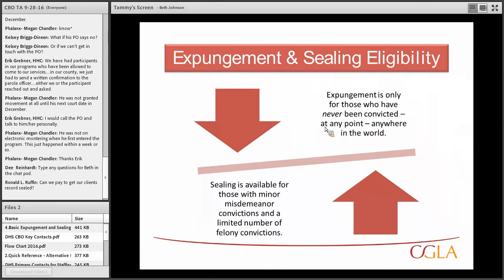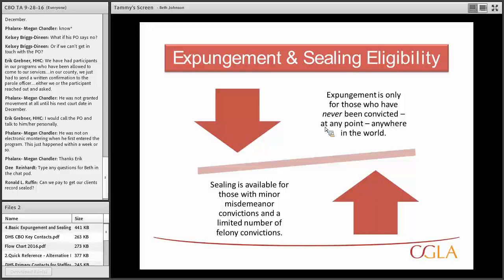So, expungement and sealing. Anyone who has met anyone with a criminal record knows what they want to do: they want to expunge their records, right? Because who wouldn't want their record and their past removed from public view and no longer be a barrier? But as you can see on the top right, expungement is only available if you've never been convicted at any point, anywhere in the world.